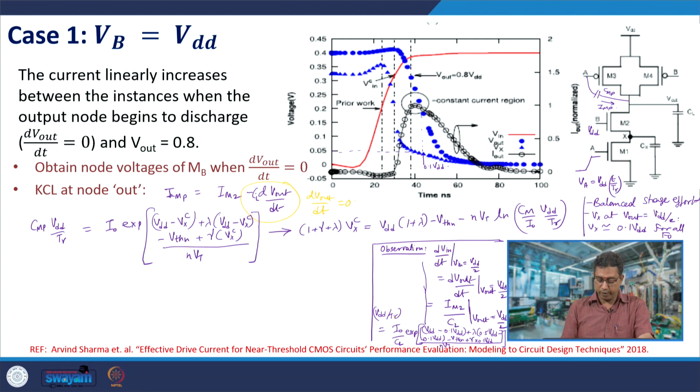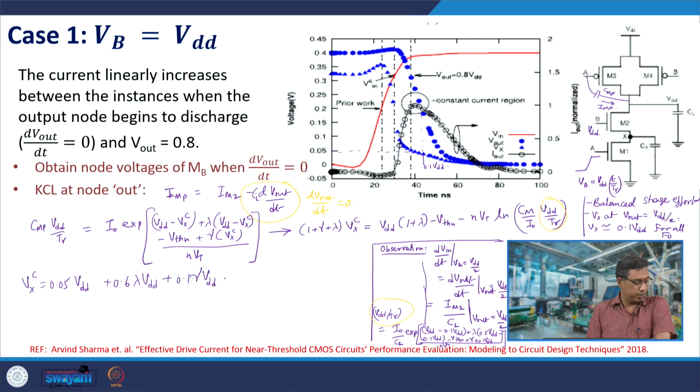So, we substitute this for VDD by TR and obtain that Vxc is equal to 0.1 VDD plus 0.6 lambda VDD plus 0.1 gamma VDD plus MVT, divided by 1 plus lambda plus gamma.